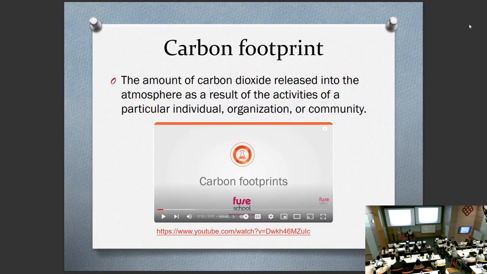Burning fossil fuel, consuming electricity, and other manufacturing and industrial processes will contribute to carbon footprint. And also driving and consumption of clothes, all these will also contribute to carbon footprint.